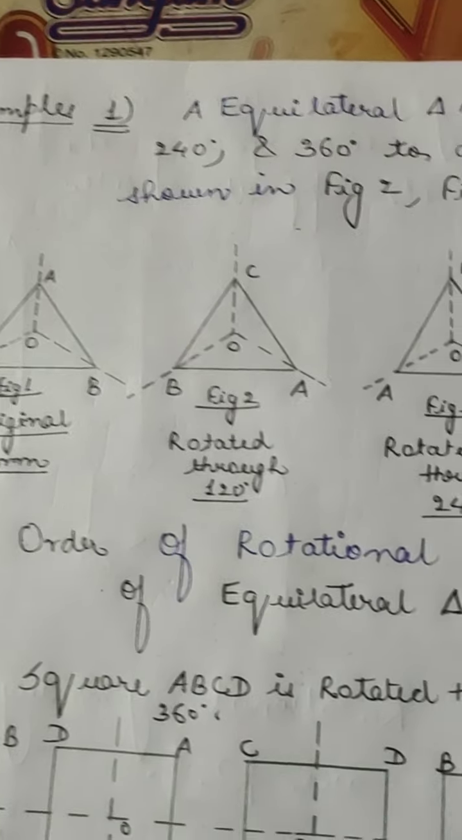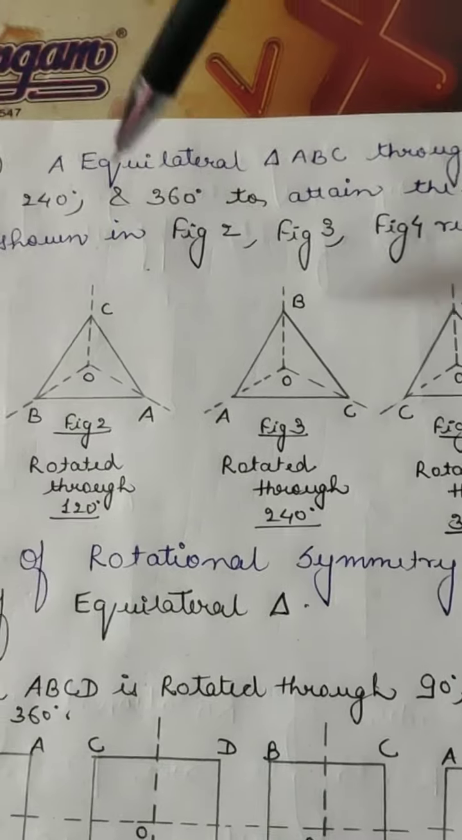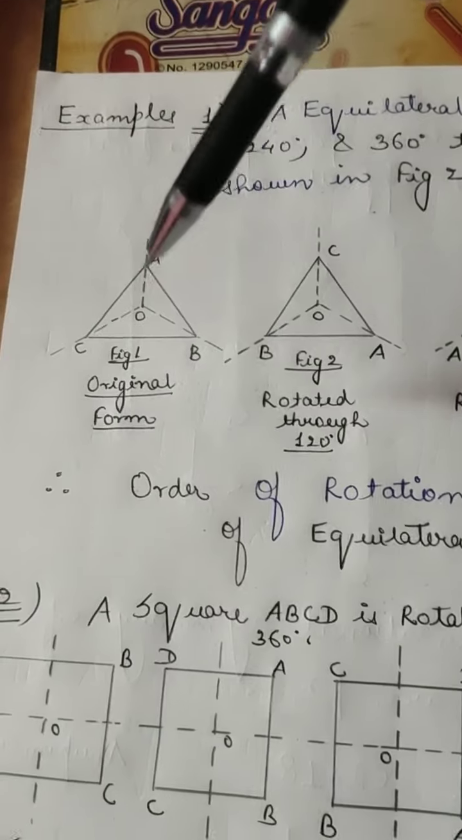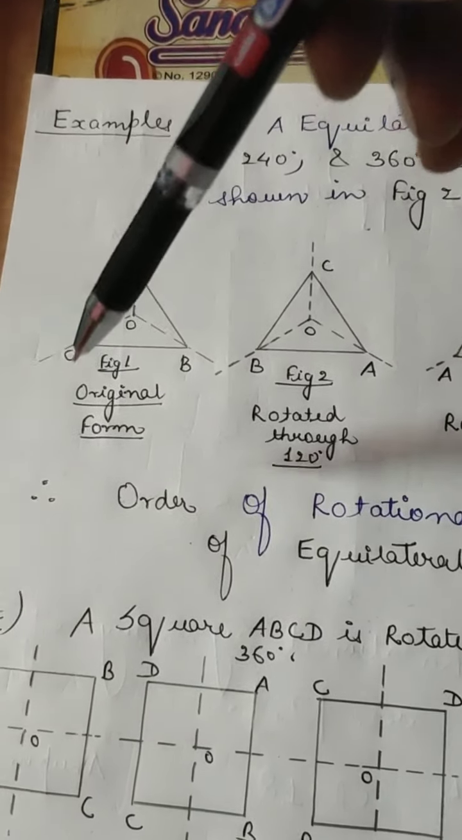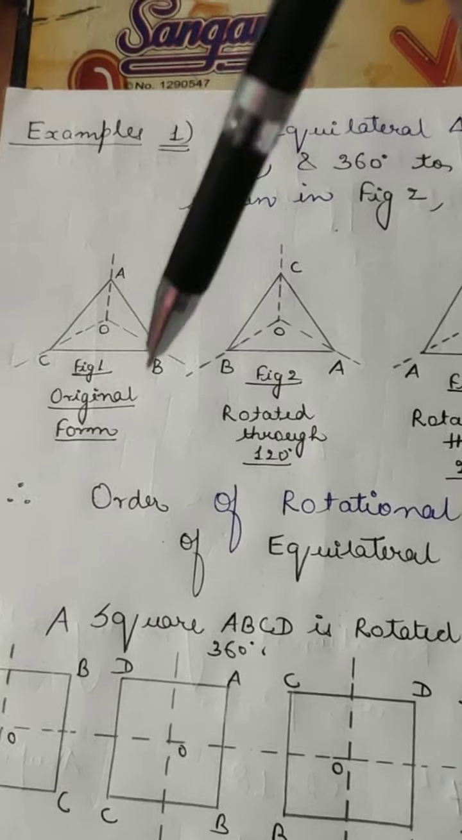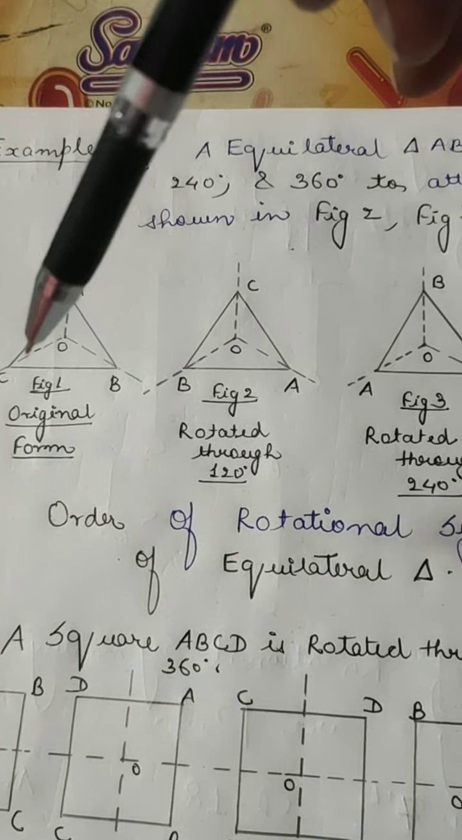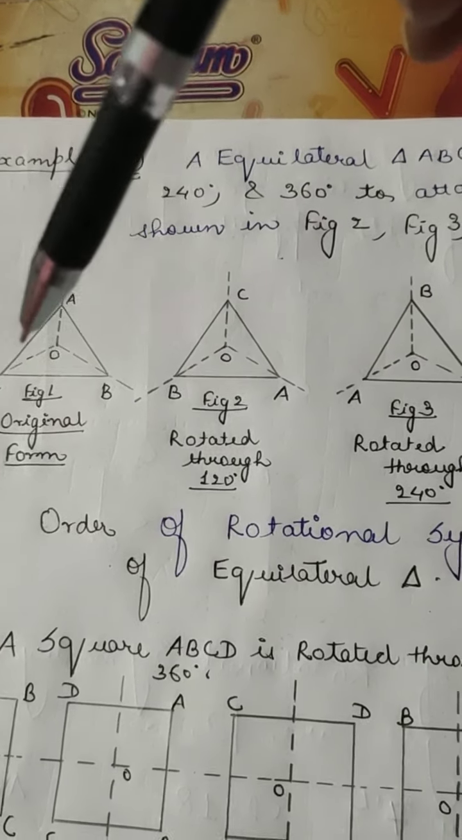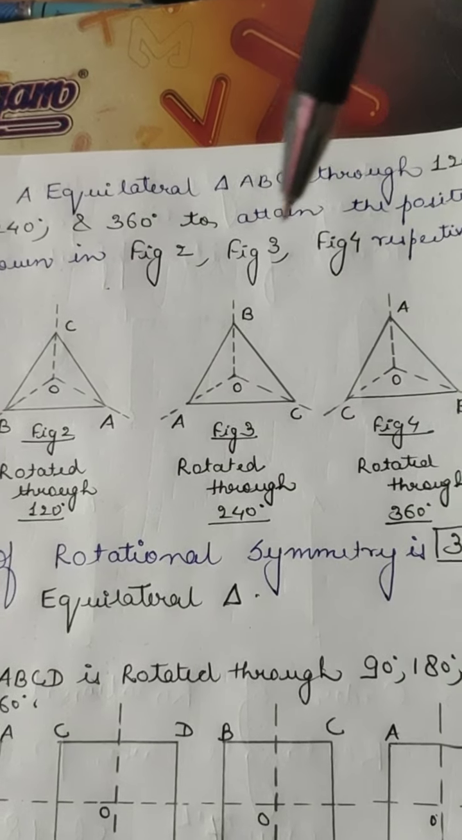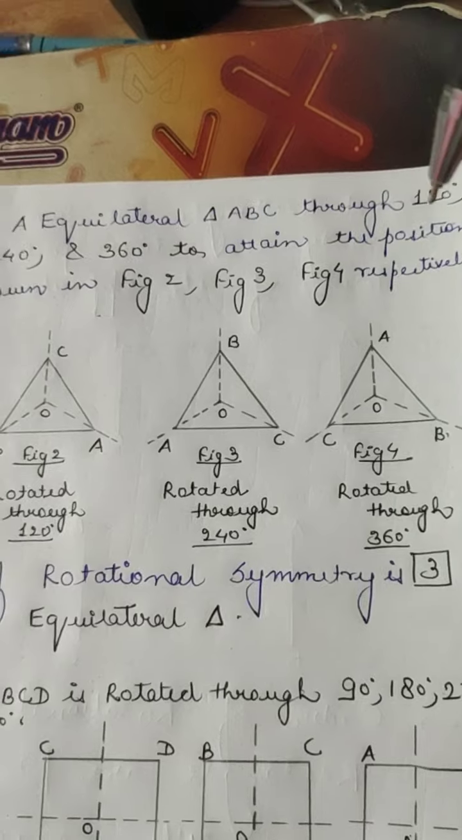Now we will see some of the examples of rotation symmetry. Consider an equilateral triangle. Here I have considered an equilateral triangle, figure 1, ABC, with vertices A, B and C. We know that in an equilateral triangle each angle is of 60 degrees and all the sides are equal. So the equilateral triangle is first rotated through 120 degrees.